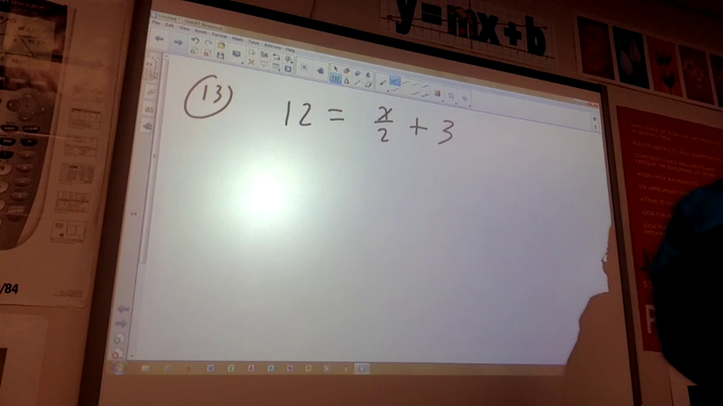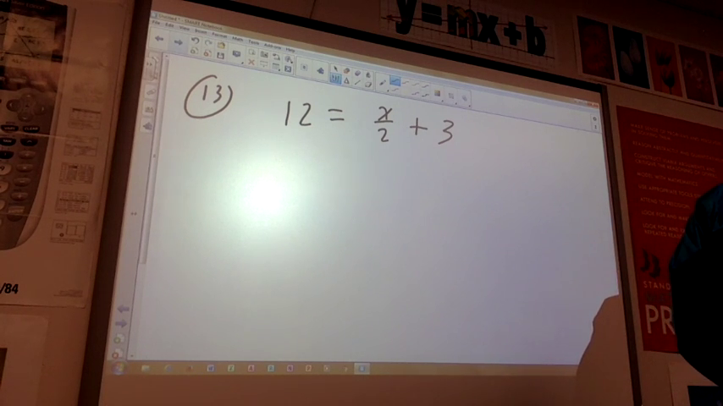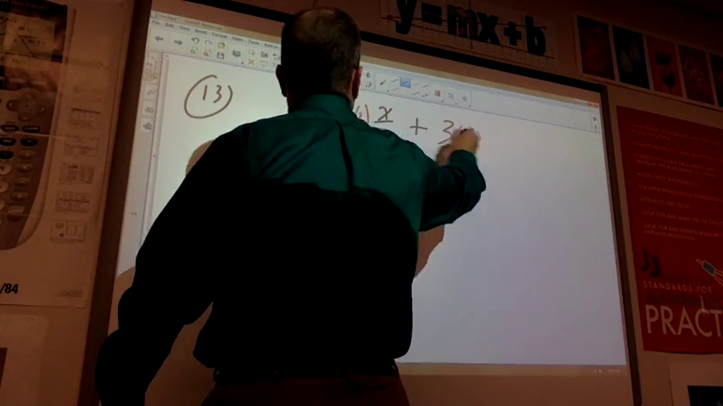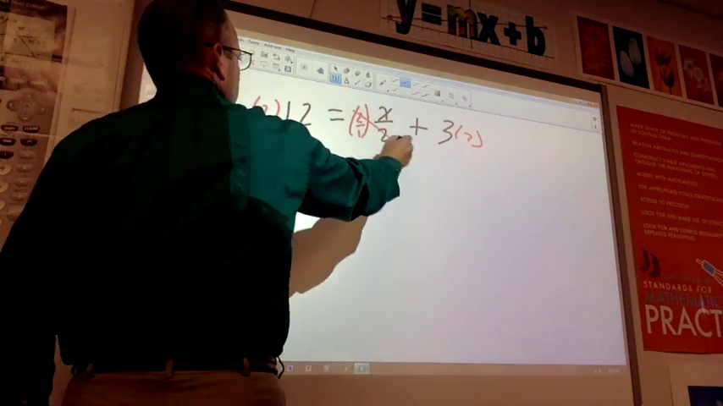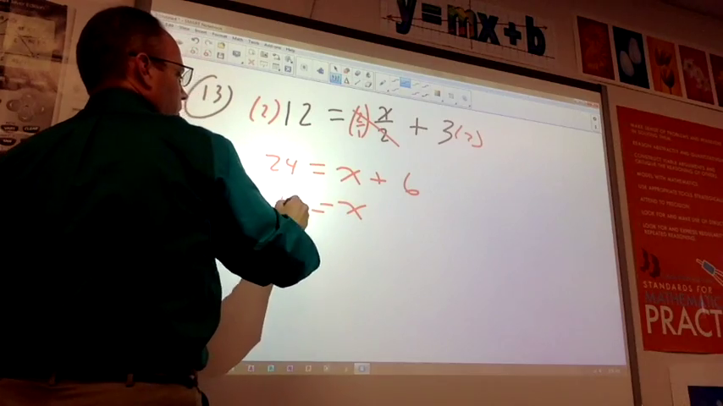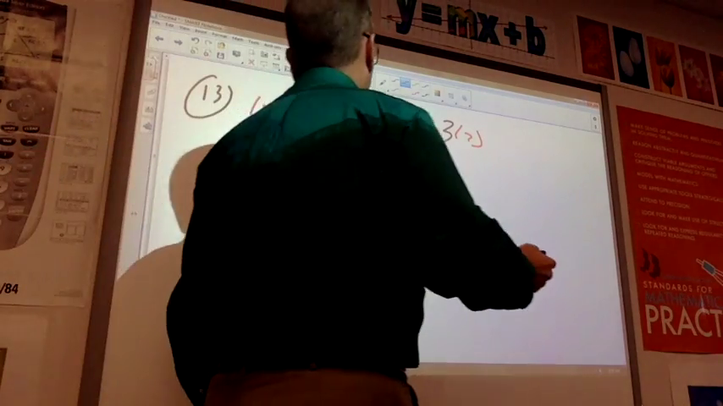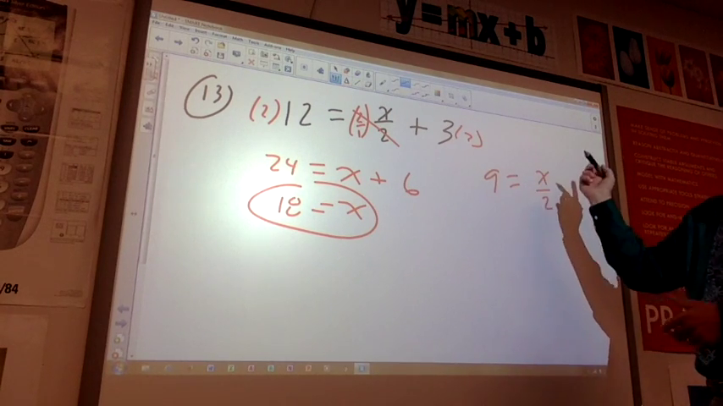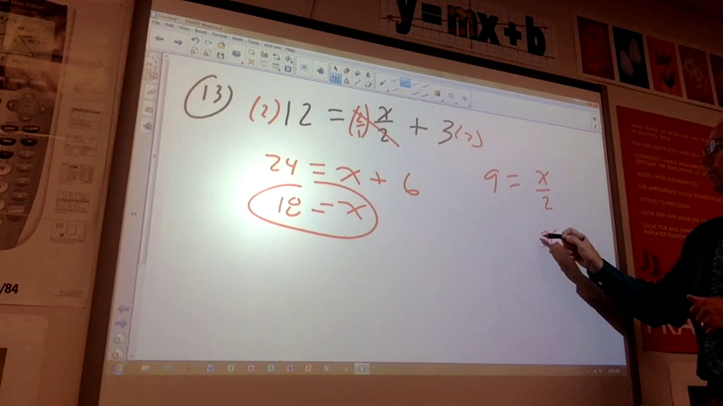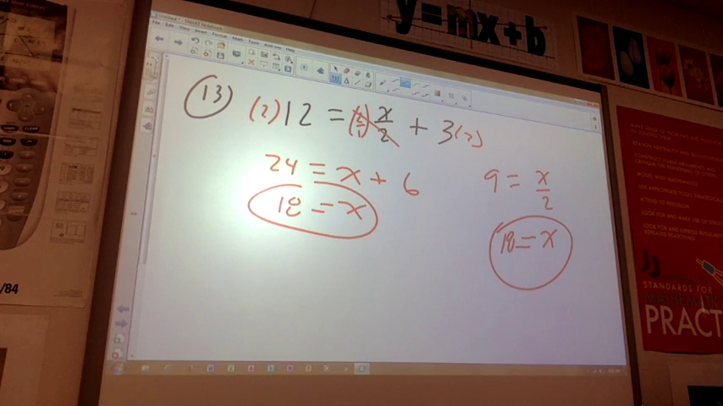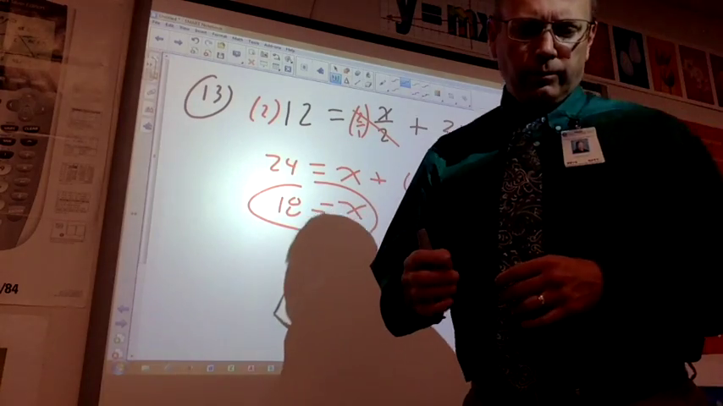How do we solve that? I can subtract 3. A couple ways I could do it. I could go through and multiply everything by 2, and then subtract 6. So x equals 18. Or you could have subtracted 3, which would have given you 9 over here, and then multiplied by 2. And lo and behold, the exact same answer. Which way is the right way? I don't know. Some people's brains are going to make one way work a lot better than the other. Cool.